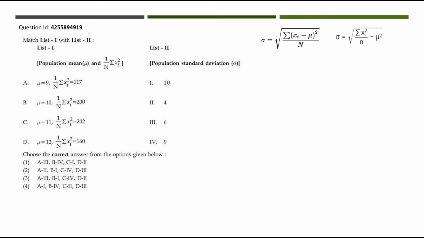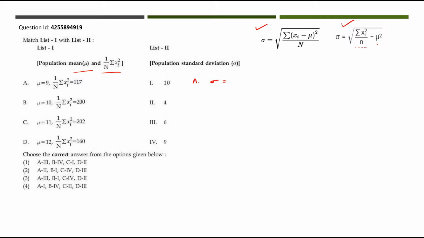This is the population standard deviation formula, summation of a particular data value minus mean the whole square divided by n is the actual formula. But they have given xi the whole square divided by n value as it is. So let's start working on it.